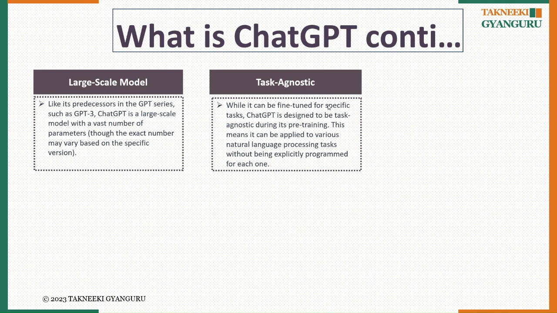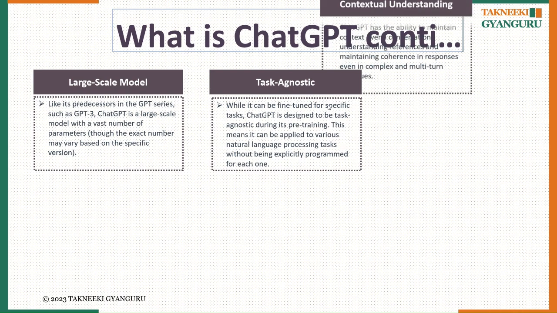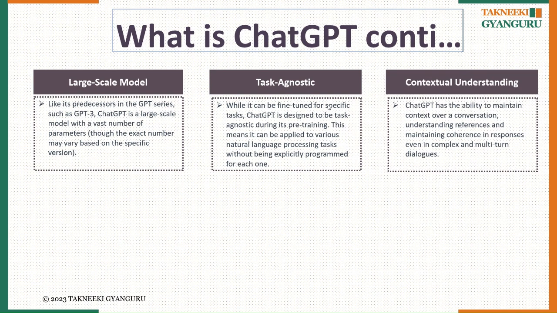It is already pre-trained, and based on the specific task it will be fine tuned, it will work accordingly. That is task agnostic. Now contextual understanding means ChatGPT understands the context.